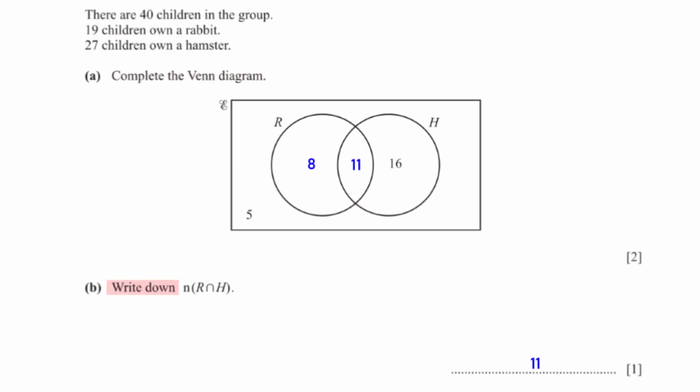Write down the number of children in the region R intersection H. From the Venn diagram, the number of children in R intersection H is 11.